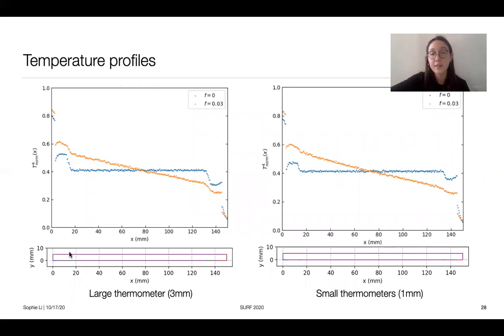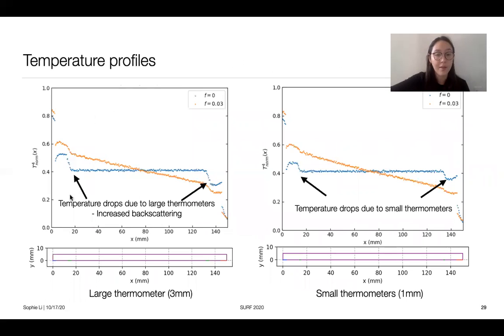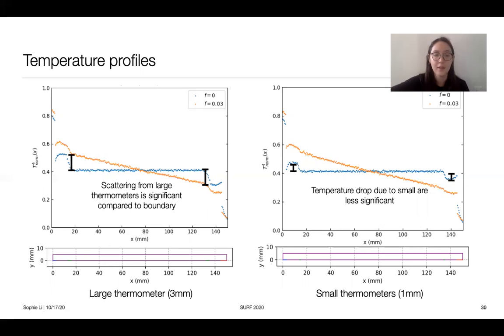And we can see some of the most important aspects of this plot are the temperature drops. These happen exactly where the thermometers lie, and that's because at the thermometers, there is a higher chance of backscattering. So the particle is less likely to be able to get past these thermometer points. And that causes the temperature to actually drop after those. And we see that the scattering is very significant when we have large thermometers, and the temperature drops are nearly the same as an entire length of the regular boundary.